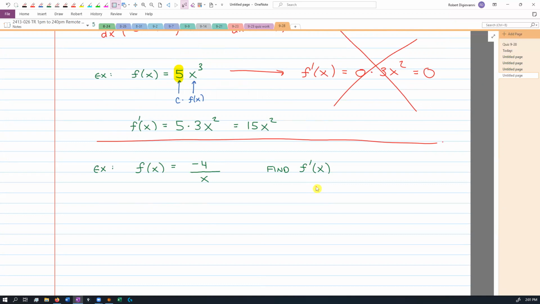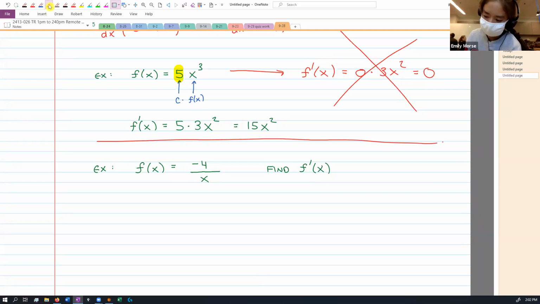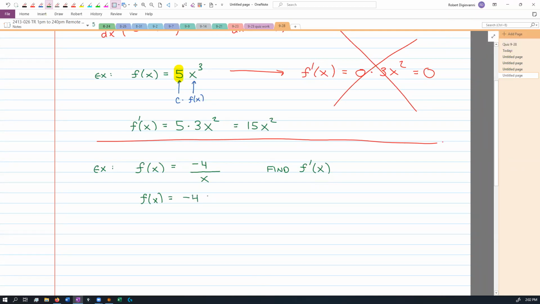Okay, so Emily, you see a quotient, right? Have I told you how to take the derivative of a quotient yet? I don't think so. No, I haven't, right? So the best hope you have is to move that x up to the top. Can you make it x to the power -1? Yeah, you can. That's right. x to the -1, just like that.